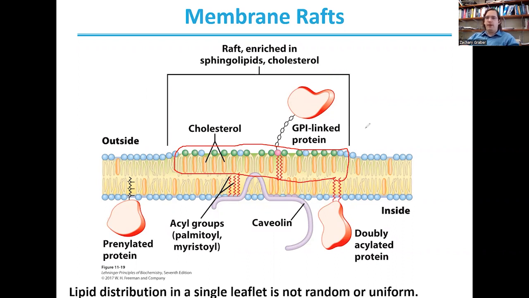So we'll have an asymmetry both within the distribution of a single leaflet, as well as, of course, between our inner and outer leaflets, as we've seen before.